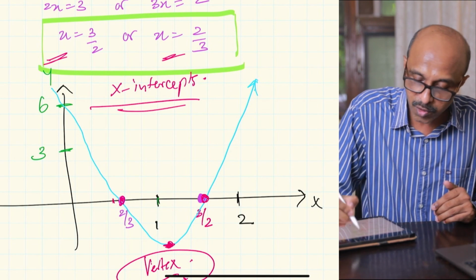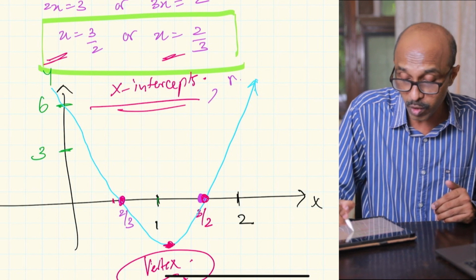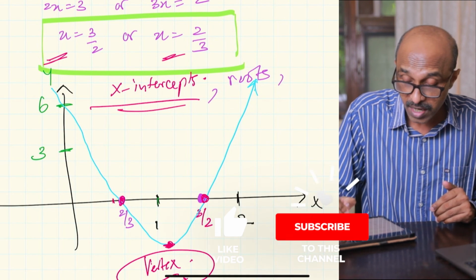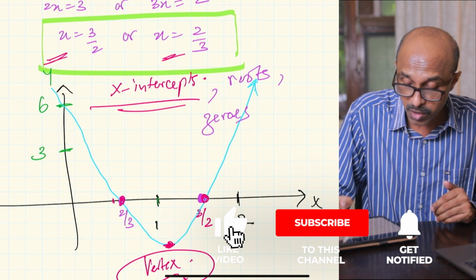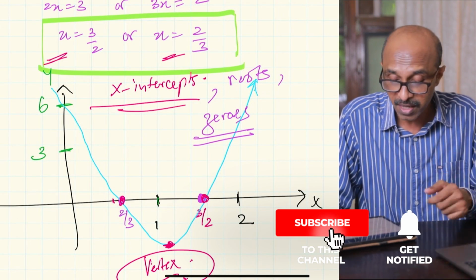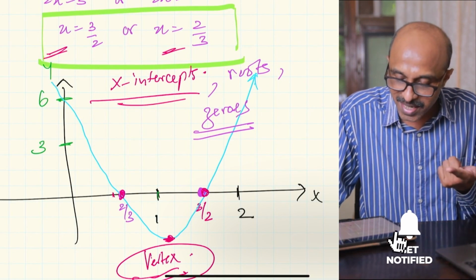In some textbooks, you'll come across the word roots, okay? Solutions, roots. In some schools and some books, they'll use the word zeros. They all mean the same thing. So these words, solutions, x-intercepts, roots, zeros, they all mean the same thing. They are the points where the quadratic, the parabola, cuts the x-axis.